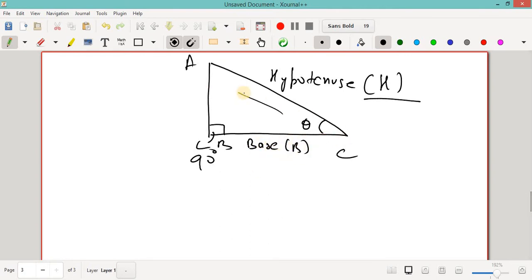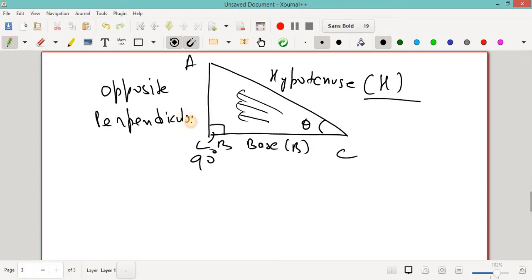And the side that is opposite to this theta, that is far away from theta, the farthest side, is known as your opposite, or we can say this is known as your perpendicular. And this is represented by P. Remember, perpendicular means P, base B, hypotenuse H.